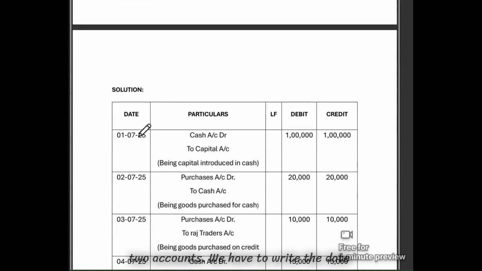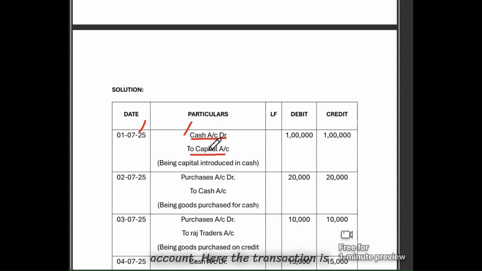We have to write the date when the transaction is held, and second, in particulars we have to write which two accounts take place in this transaction. First is a debit account, which account has a debit side. Second is a credit account.